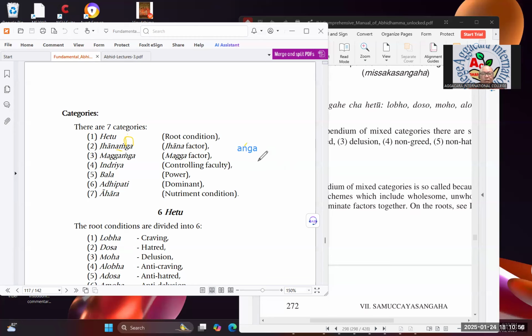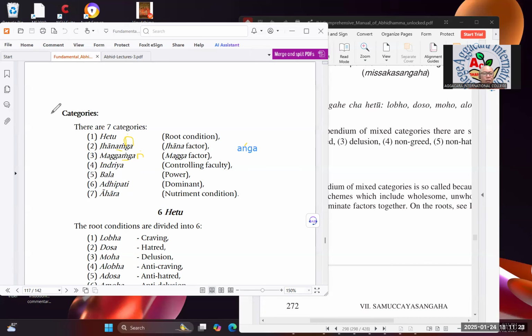So you see this anga many times, like bojjhanga, factors of enlightenment, and maggaṅga, parts of the path. Now you can see this one also, magga anga, so you can just change it to n with the dot above. Magga, factor, magga anga. Indriya, controlling faculty. Bala, power. Adhipati, dominant. Ahara, nutriment.